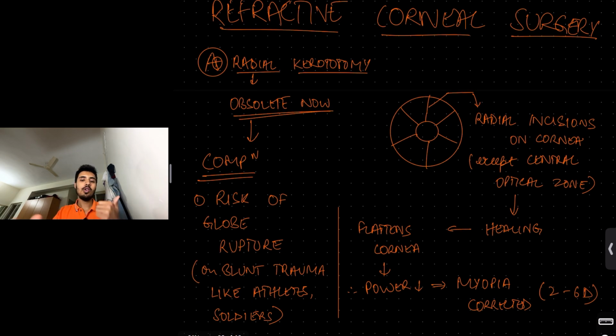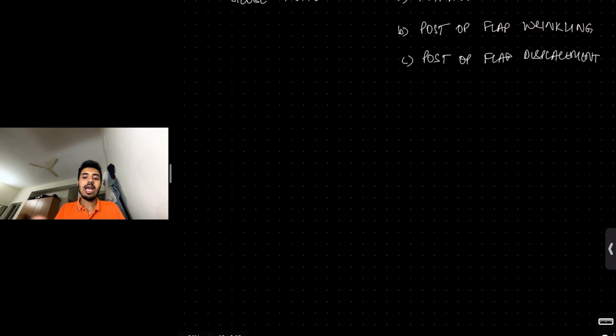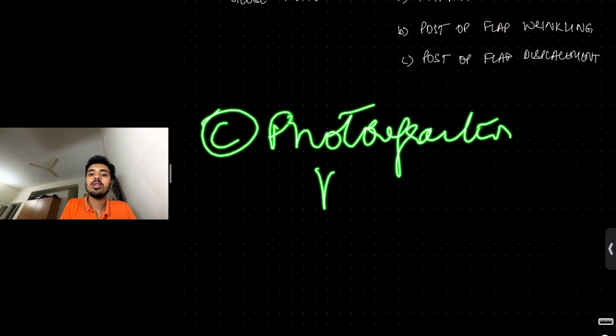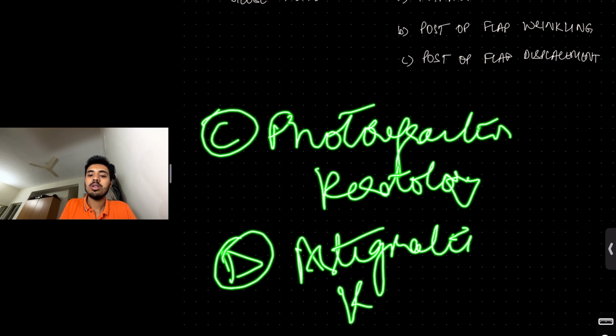In this, first of all, 3 marker they can ask, name 3 refractive corneal surgeries. For that, you have radial keratotomy, you have LASIK, that is laser assisted in situ keratomileusis, and you have 2 other ones, that is photorefractive keratotomy and astigmatic keratotomy.